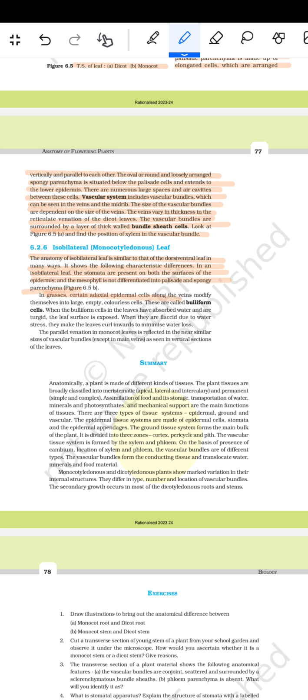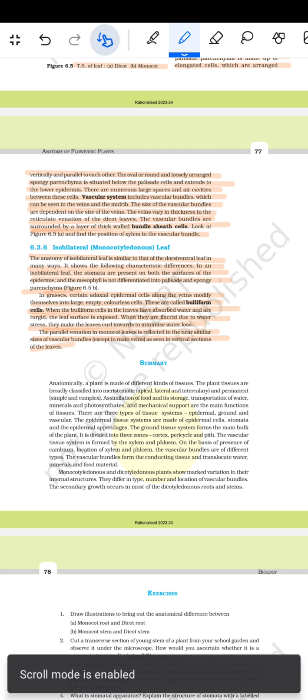In grass, certain adaxial epidermal cells along the veins modify themselves into large empty colorless cells. These are called the bulliform cells. When the bulliform cells on the leaves have absorbed water and are turgid, the leaf surface is exposed. When they are flaccid due to water stress, they make the leaf curl inward to minimize the water loss. The parallel venation in the monocot leaf is reflected in the near similar size of the vascular bundles, except in the main veins as seen in the vertical section of the leaf.